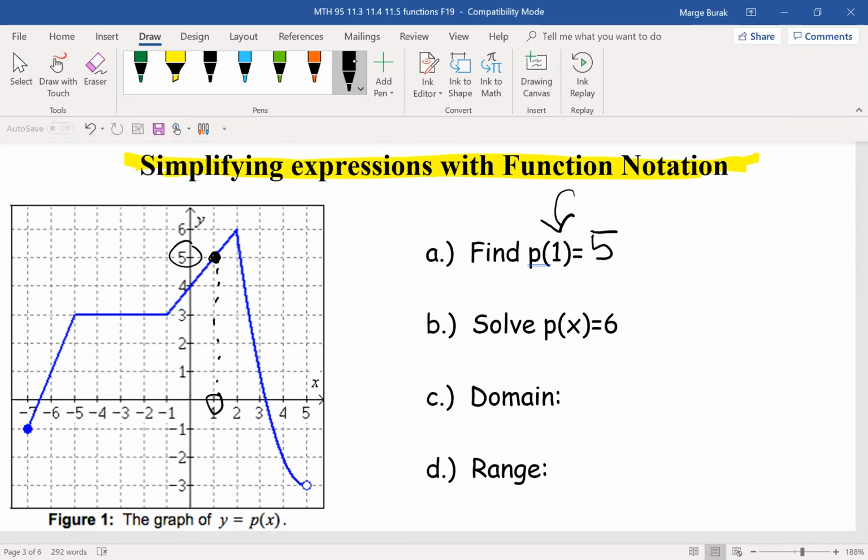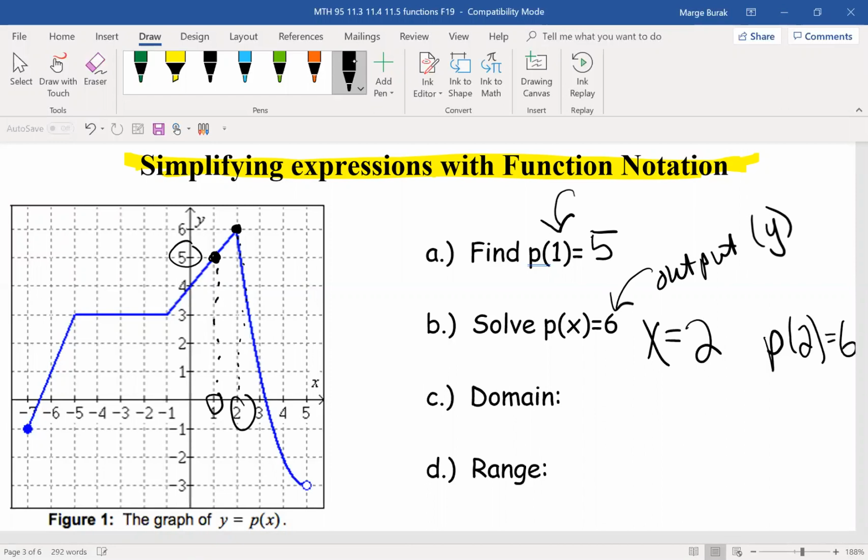And then solve where p of x equals 6. That means that's my output, or my y. So here's my y, and there's the point. What x value gave me that? Oh, it's 2. So x equals 2. Or you could say p of 2 equals 6.